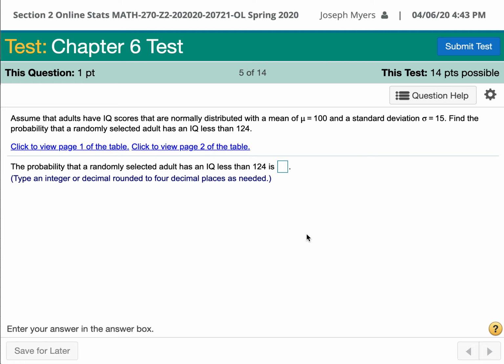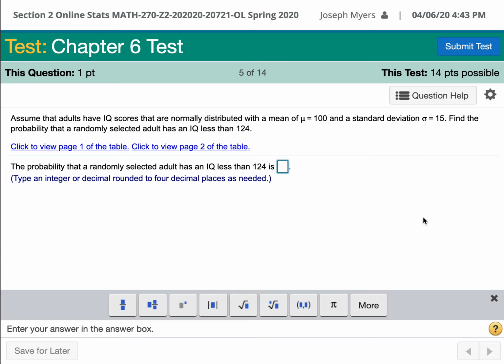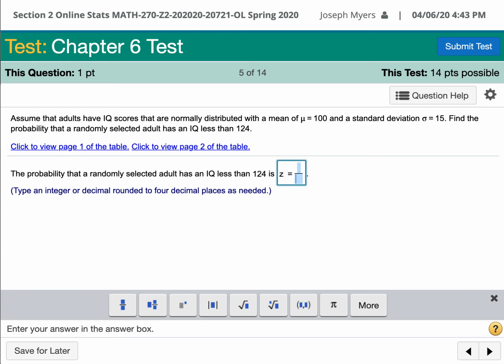This works the same way, except in order to find the z-value of 124, we need to use a formula. The z-value equals the actual number, which is called x, minus the mean, divided by the standard deviation. So we get a z-value equal to, the value of the adult is 124, the mean is 100, and the standard deviation is 15. Let me calculate this. It's equal to 24 on top, 15 on the bottom, and 24 divided by 15 equals 1.6.